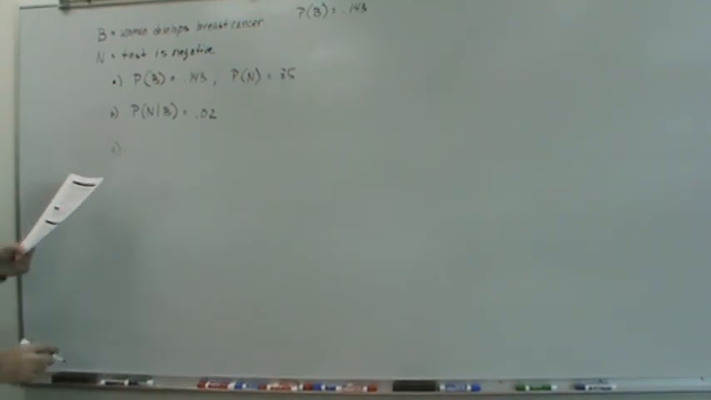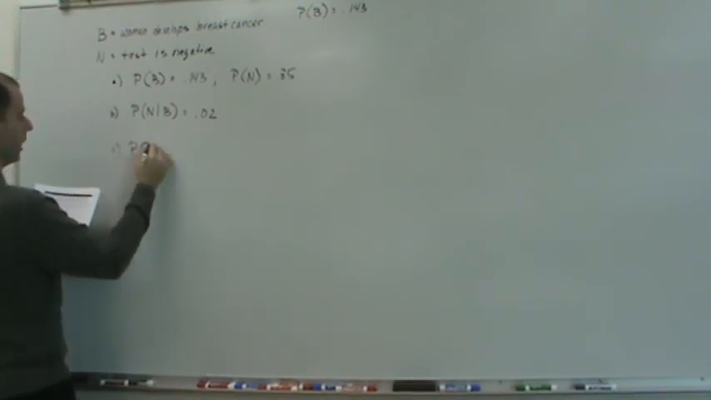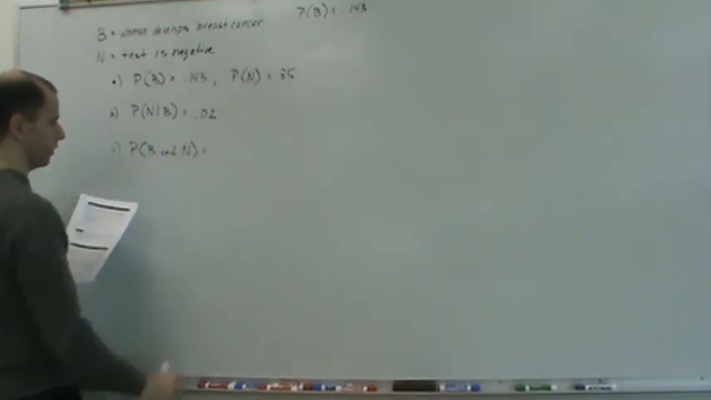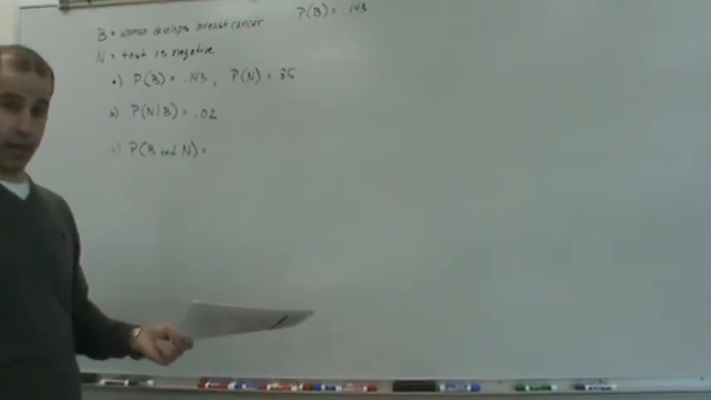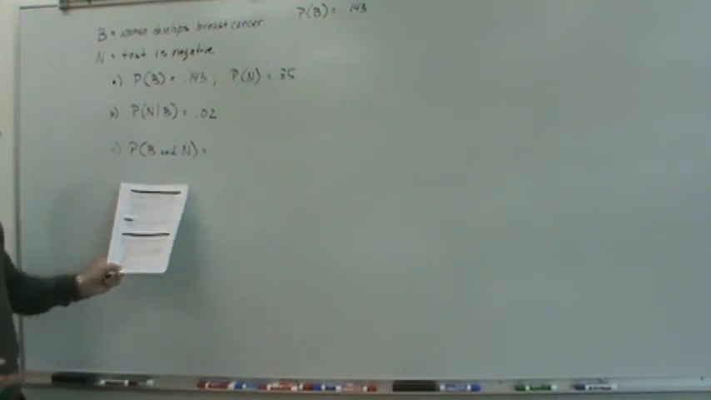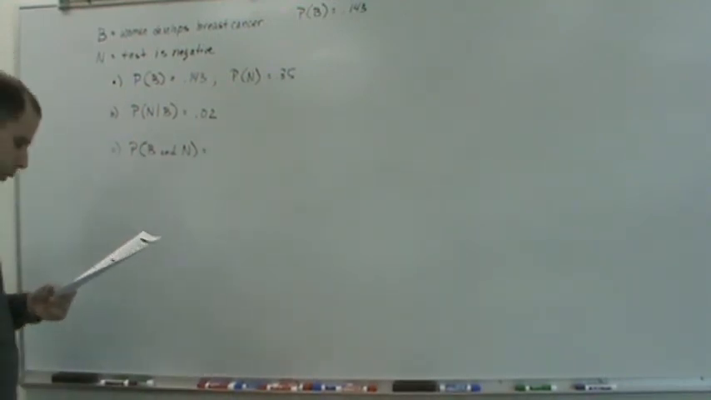What is the probability that a randomly selected woman has breast cancer and the test is negative? So this is what we're looking for: the probability of having breast cancer and the test is negative. Okay? So this is not conditional. We don't know if the woman has breast cancer or not. So in this case, we want to ask ourselves, is it independent? Well, we don't know yet.